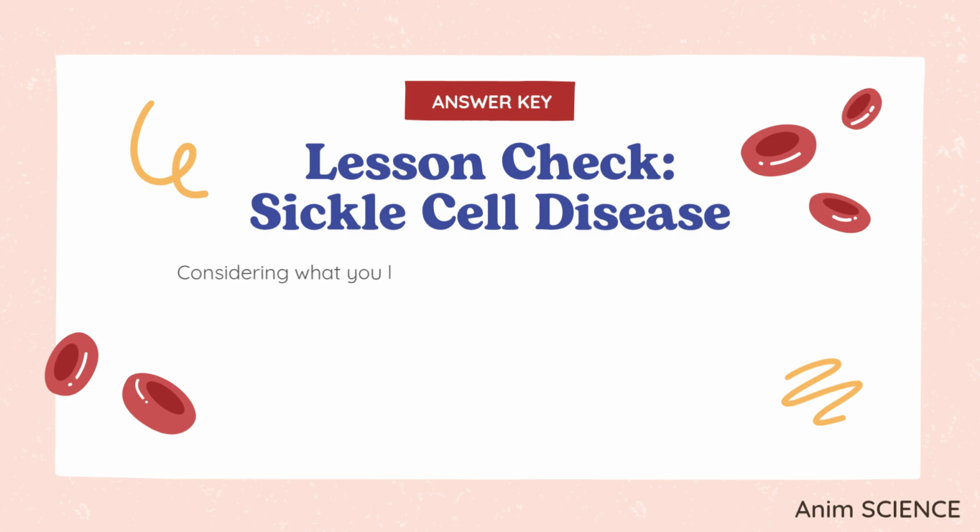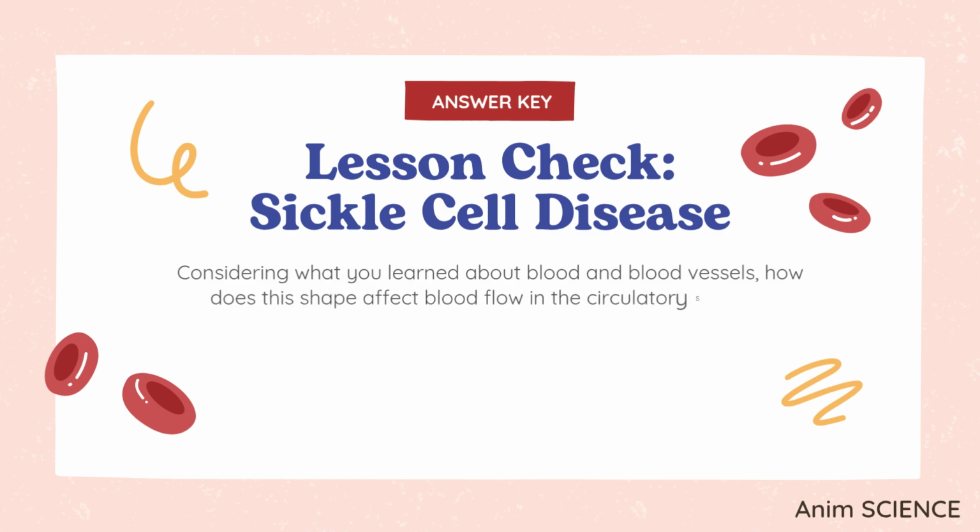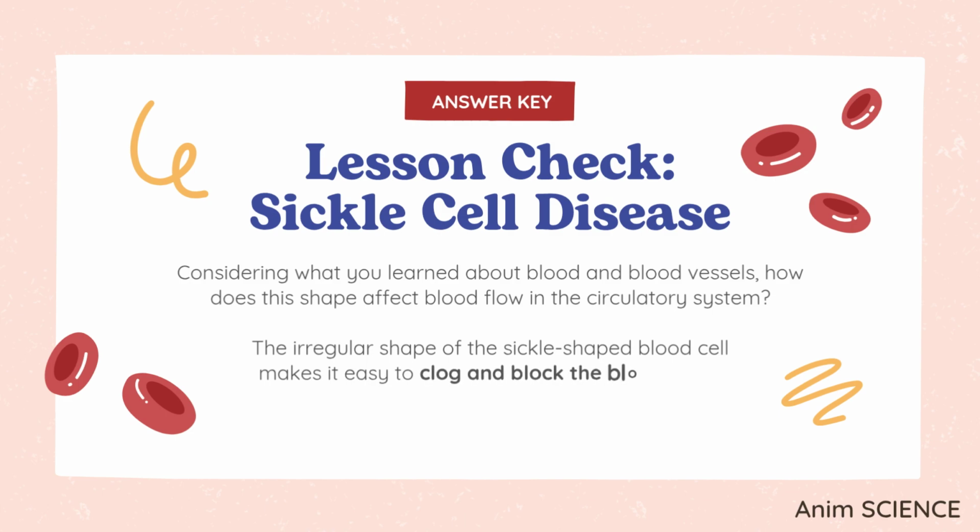Now let's learn about a blood-related condition called sickle cell disease. Sickle cell disease is an inherited blood disorder, which means it is passed from parents to their children. In this condition, red blood cells do not have their normal round shape. Instead, they become hard, sticky, and C-shaped, which looks like a sickle. This unusual shape can cause problems in the normal flow of blood.